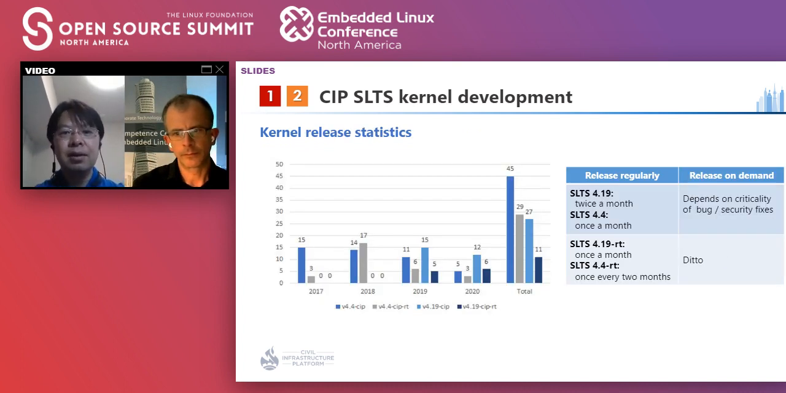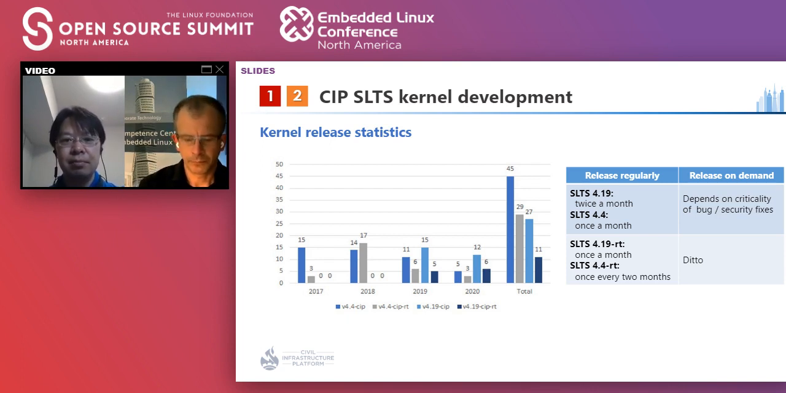So these are CIP's kernel development statistics. In total, the CIP 4.4 kernel has been released 45 times, and the real-time kernel has been released 19 times. We currently release almost periodically, but after a few years we changed the release period because of the stability of the kernels. So that is what we are currently doing.